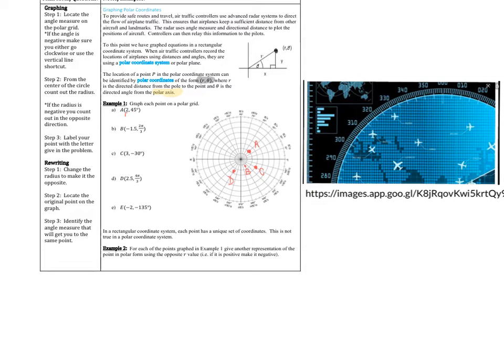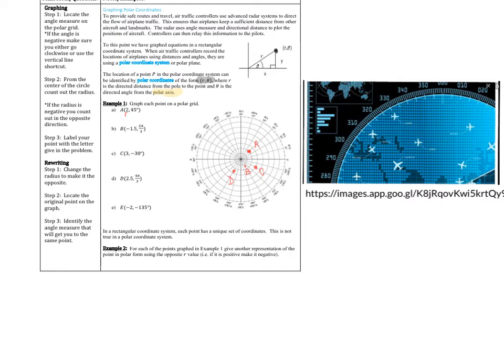And then our E is going to be at negative 2 and then negative 135 degrees. Okay, so our origin, and then we're going to go left to negative 2. So remember, you're going left 2 spaces to get to the negative 2. And then negative 135 means we're going to go clockwise 135 degrees. So that's 90 plus 45.